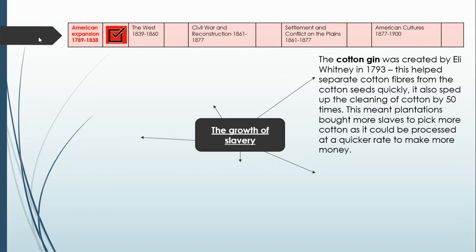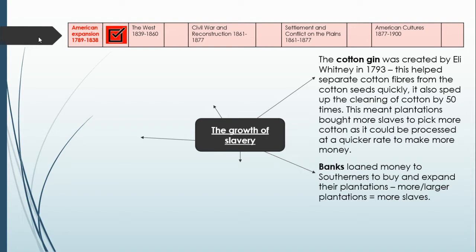As plantations had more of this machinery, remember, that cleans the cotton, they needed more slaves to actually pick the cotton. So because it can be processed at a quicker rate, it made more money, they needed more slaves to do the initial picking of the cotton. So the cotton gin helped the growth of slavery because there was a demand now for more slaves.